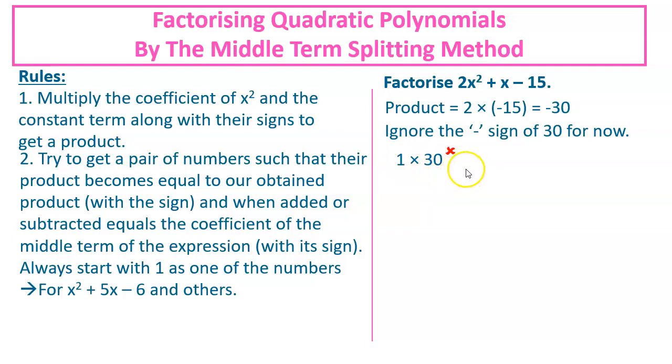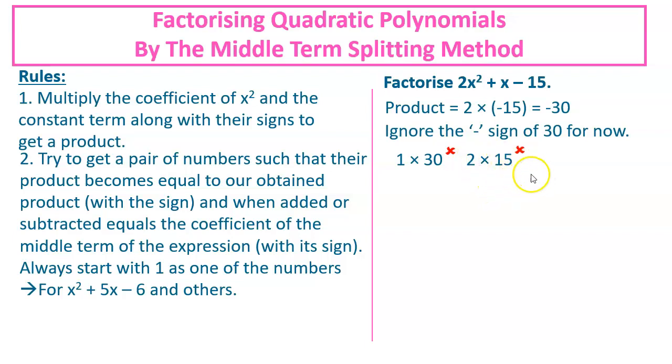Next, after 1 comes 2, and 2 is a factor of 30, so we can start with 2. It is 2 times 15 is 30. But again, if you try, 15 plus 2 is 17, 15 minus 2 is 13, 2 minus 15 is negative 13, minus 2 minus 15 is negative 17. So whatever you do, you do not come up with this plus 1. So this is also not our required pair.